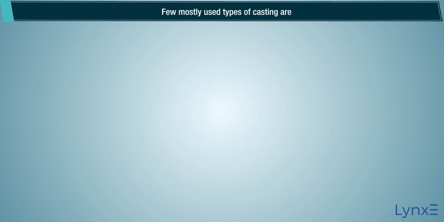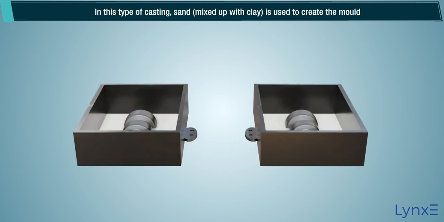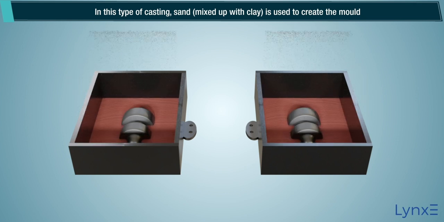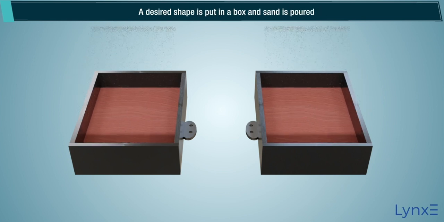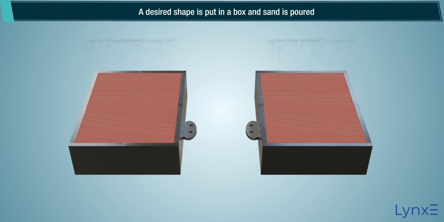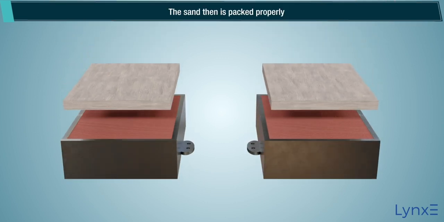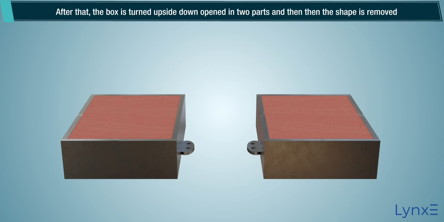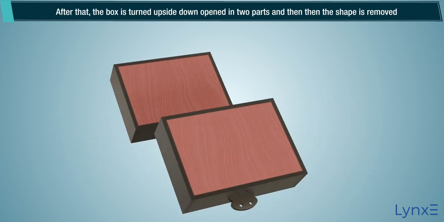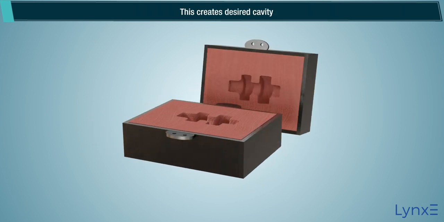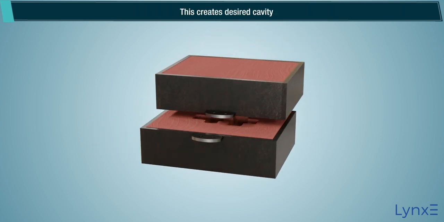A few mostly used types of casting are sand casting. In this type of casting, sand, mixed up with clay, is used to create the mold. A desired shape is put in a box, and sand is poured. The sand then is packed properly. After that, the box is turned upside down, opened in two parts, and then the shape is removed. This creates the desired cavity.